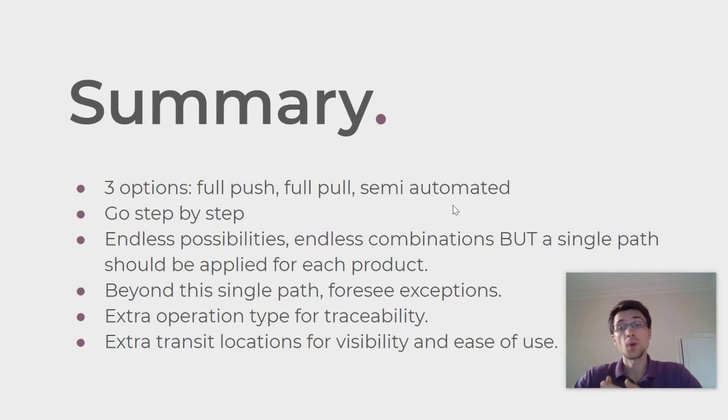Also, a tip that I would recommend here would be to have that extra operation type from the distribution center for traceability reasons. As I said, it appears in your dashboard in the inventory app. And of course, you can use the extra transit location for visibility and for ease of use.